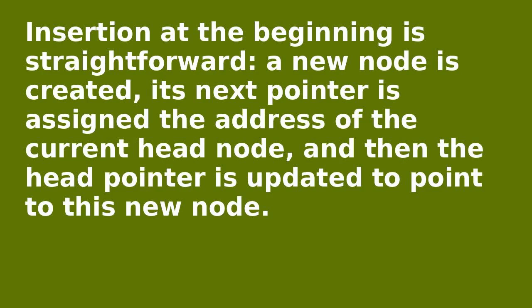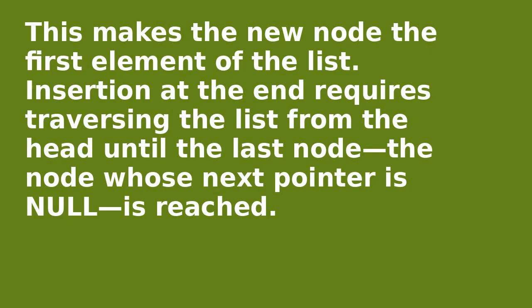Insertion at the beginning is straightforward. A new node is created. Its next pointer is assigned the address of the current head node, and then the head pointer is updated to point to this new node. This makes the new node the first element of the list.